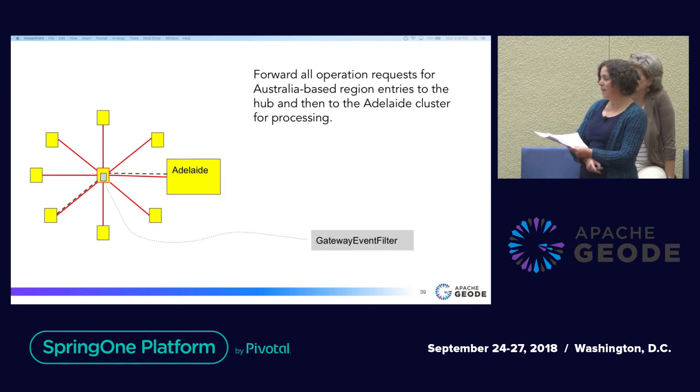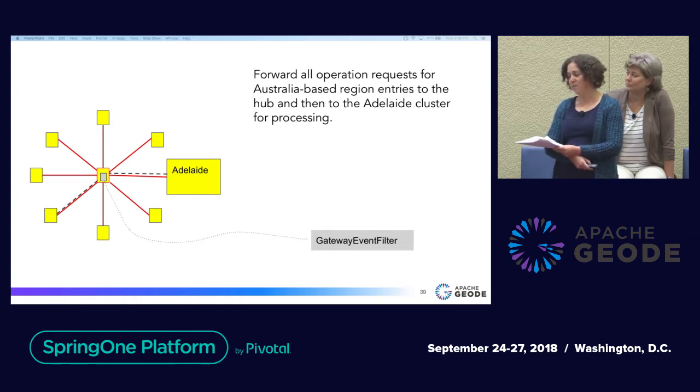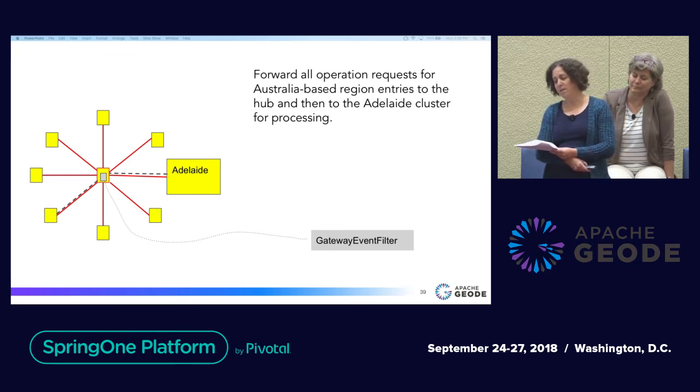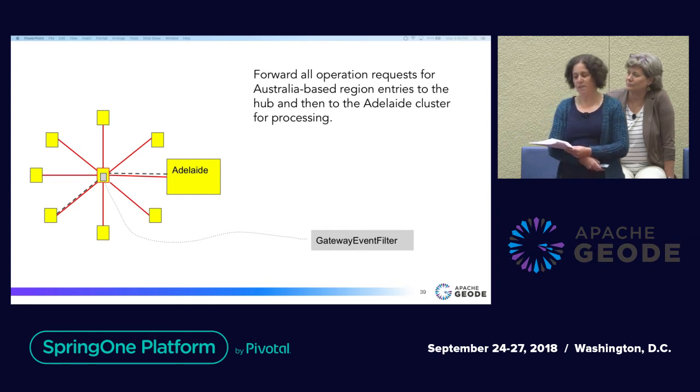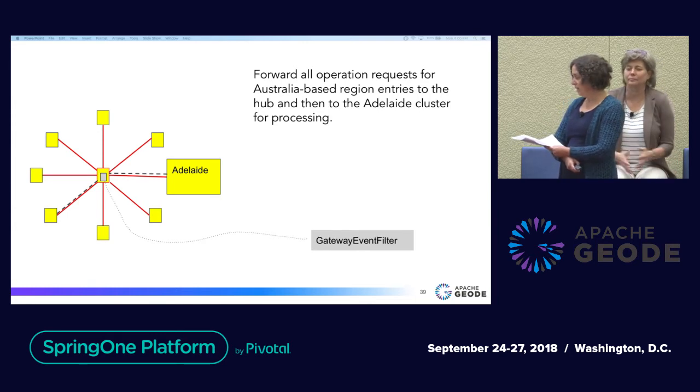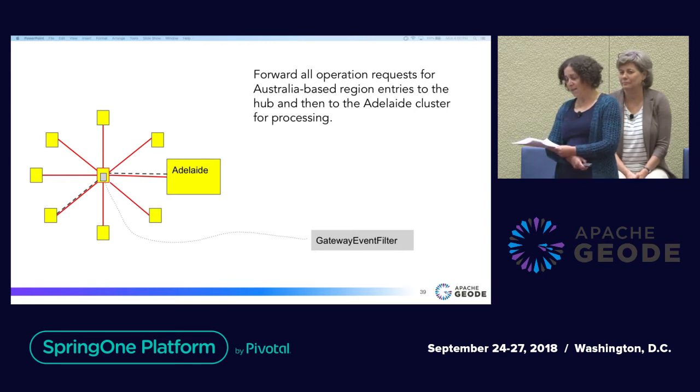Operations originating from a site in another part of the world could be sent to the hub and then forwarded to the right site based on physical location. A nice way to accomplish this is to deploy a gateway event filter implementation on the hub. The filter's before enqueue method is called synchronously before the event is enqueued in the gateway sender. The filter's Boolean return value determines if the event is enqueued or not, so the before enqueue's implementation identifies which clusters will receive the event.